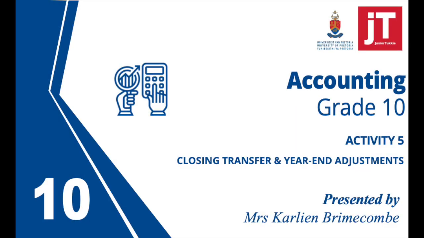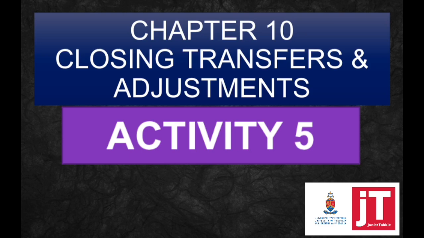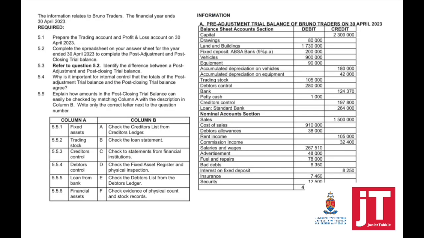We're going to look now at Chapter 10, Activity 5. The information relates to Bruno Traders. The financial year ends 30 April 2023. So what is required of us? Prepare the trading account and the profit and loss account on 30 April 2023. These final accounts are so important that you make sure that you understand them.